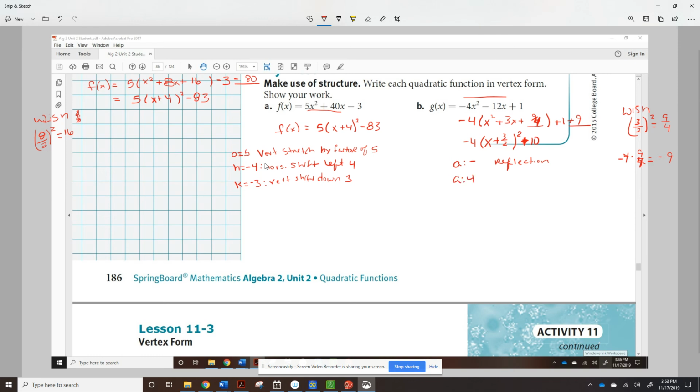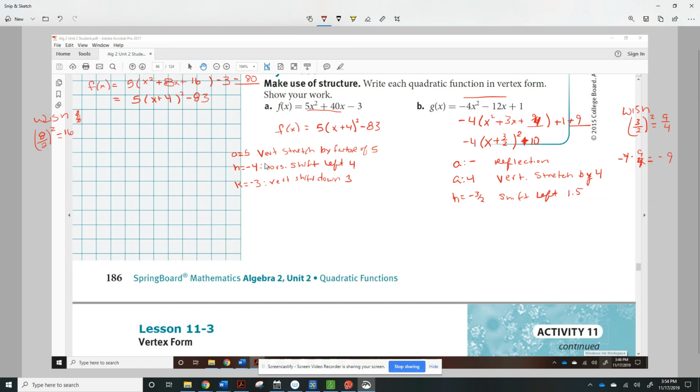And the 4 is going to cause a vertical stretch. So it's going to be 4 times bigger. Vertical stretch by a factor of 4. The H is a negative 3 over 2. So it's going to shift left. Going to shift left 1.5.